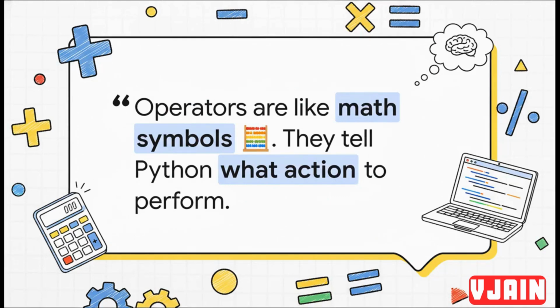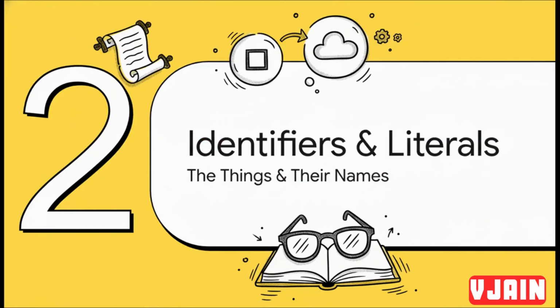Honestly, the easiest way to get this is just to think of them like the symbols from math class. You see a plus sign, you add. Simple. When Python sees that symbol, it knows to perform that action. They are the verbs of your code. Okay, so we've got the rules, that's keywords, and the actions, that's operators.